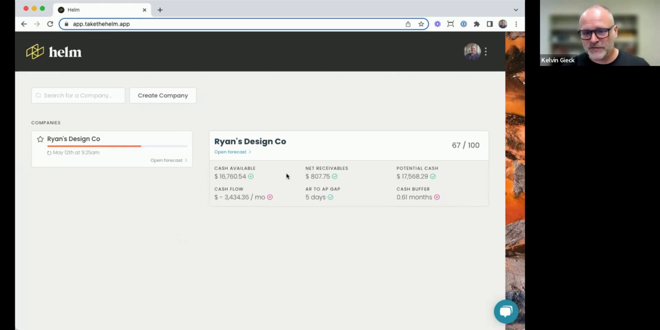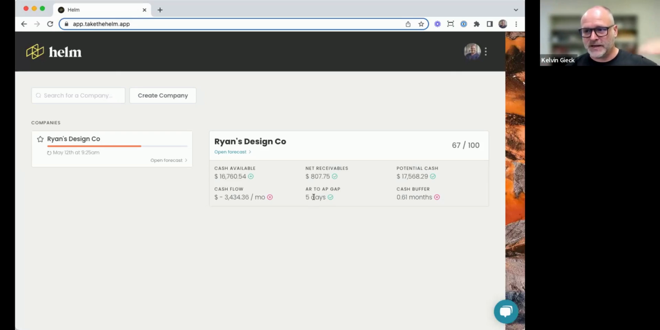Now, we also give you this scorecard where it gives you a quick lay of the land in terms of what's giving them that score. So we measure out cash available, net receivable, so accounts receivable less payables. We measure out your cash flow moving over time. So is it positive or negative? What's the trajectory? We measure out your AR to AP gap, which is more of a cash conversion cycle.